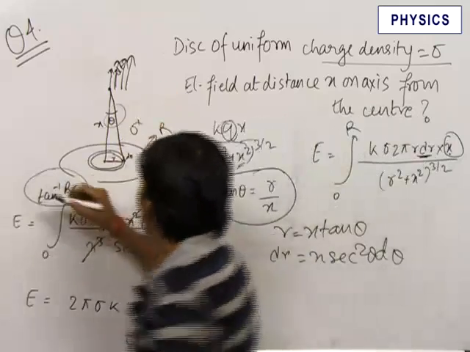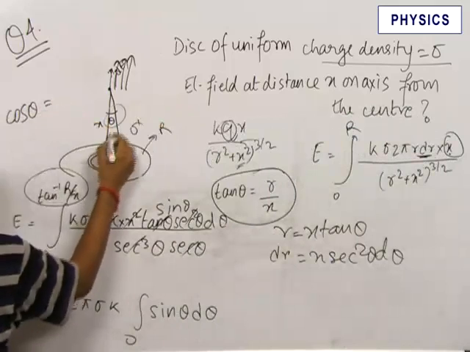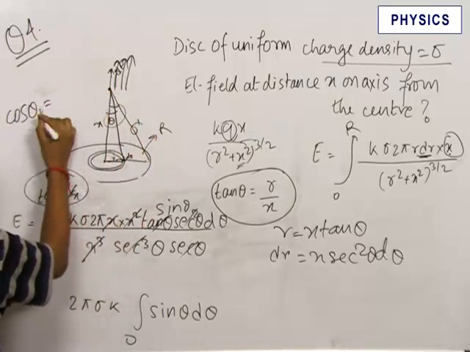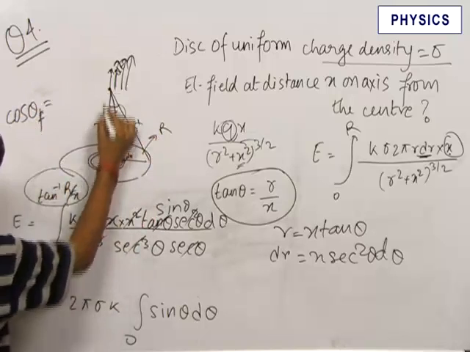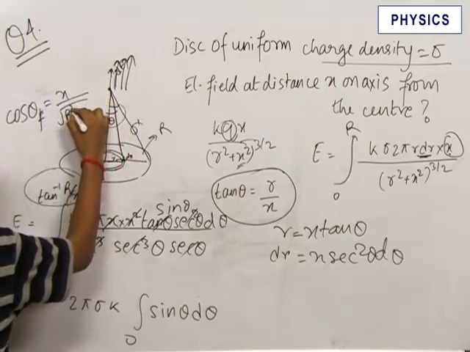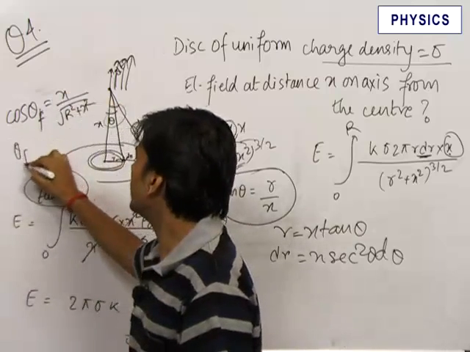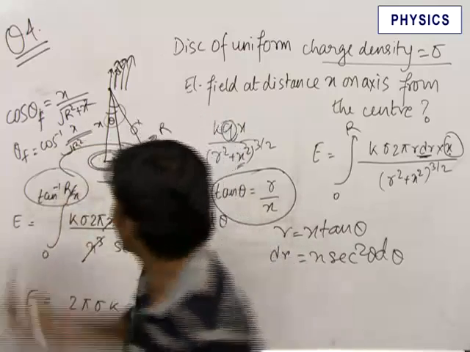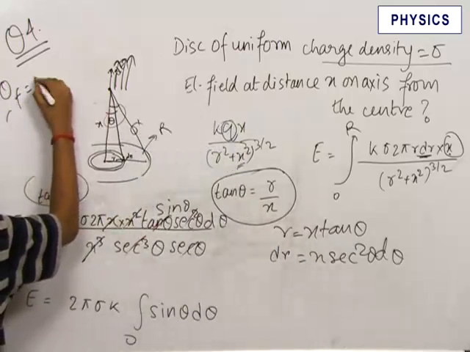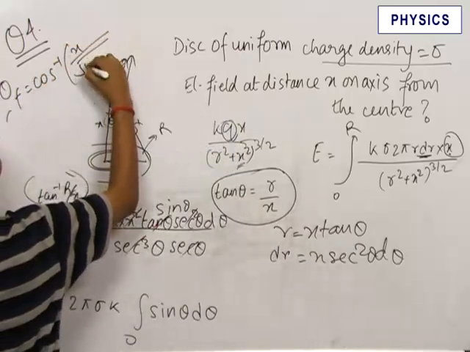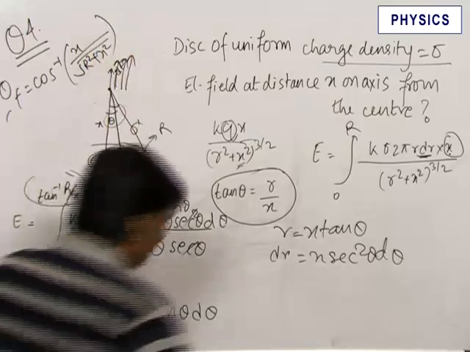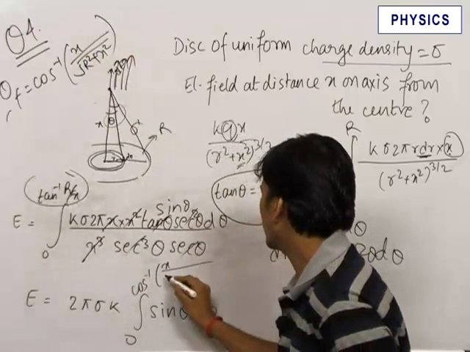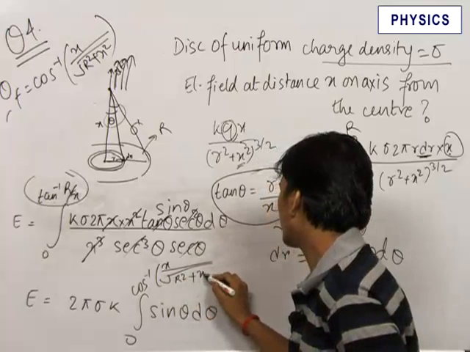Therefore, cos theta can be written as, finally the final value of cos theta for this angle, let me write this as theta naught or theta final. Cos theta final will be equal to x upon root over r square plus x square. Therefore theta final can be written equal to cos inverse x upon root over r square plus x square. Let me substitute that value here. This is equal to cos inverse x upon root over r square plus x square.